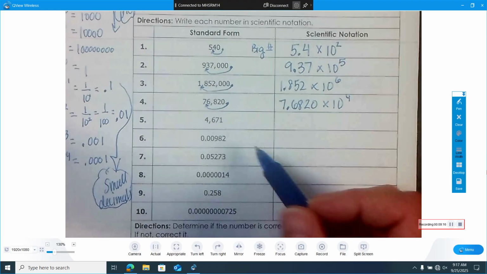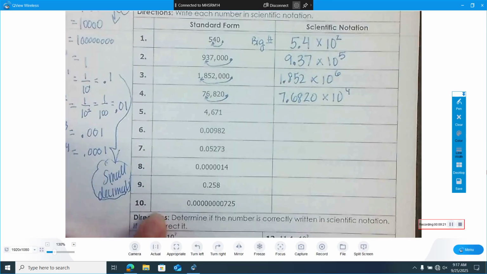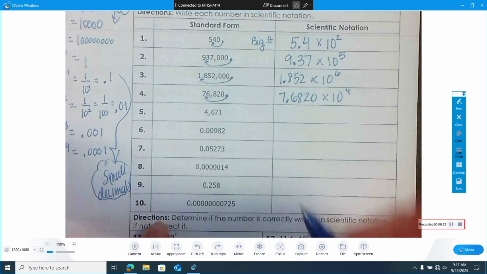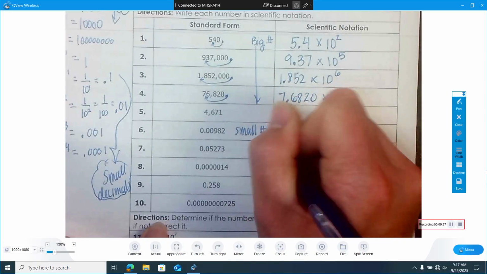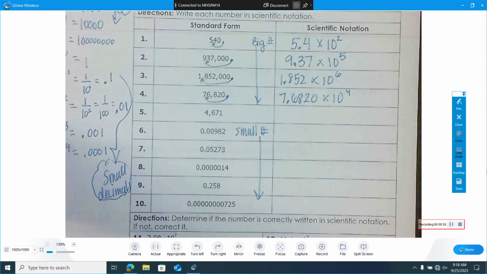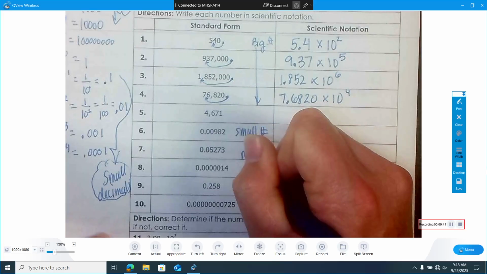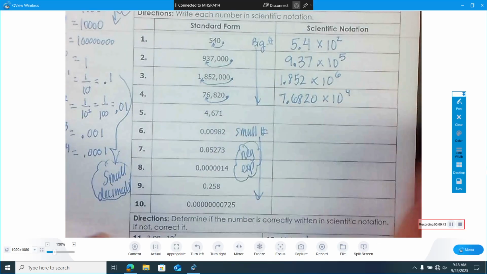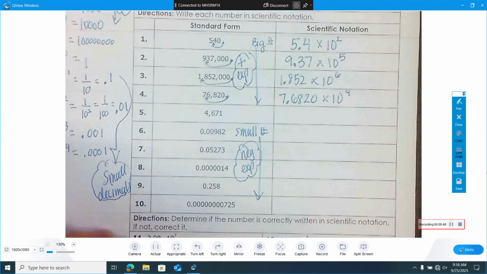Let's skip here. Let's go down to number 6. Is this a big or a small number? Small numbers. So these are very small numbers. All of these are very small numbers. And so if it's a very small decimal, what kind of exponents are we going to have? Negative exponents. All right? So negative exponents are what we're going to have here. We had positive exponents on big numbers. Does that make sense to you?